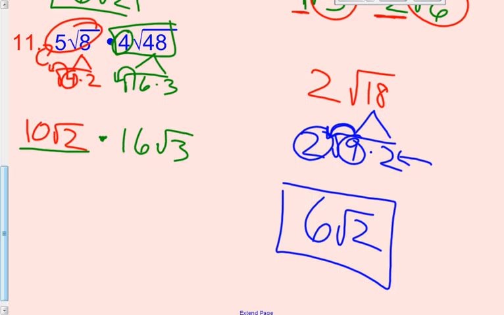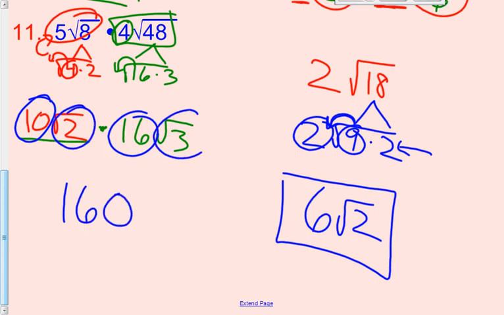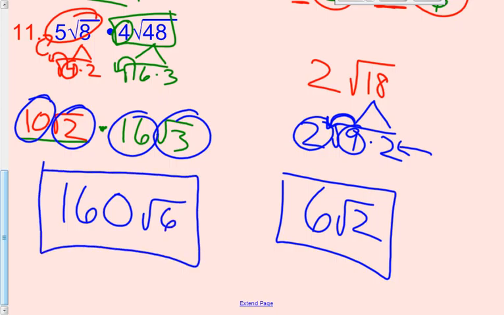I'm going to multiply the coefficients by each other. 10 times 16 is 160. And I'm going to multiply the square root of 2 by the square root of 3 to get the square root of 6. Class, I cannot be clear enough, I don't think, in the fact that you can only multiply coefficients by coefficients, and you can only multiply radicals by radicals. Don't mix up those two, okay? That's very, very important. So we get 160 times the square root of 6.